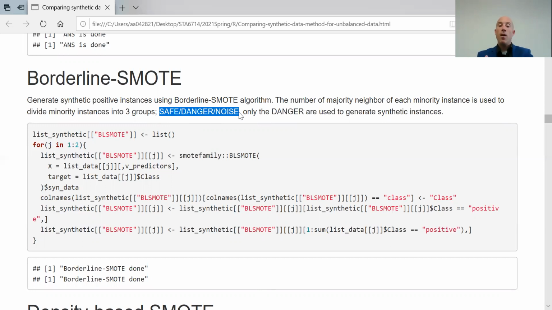All right, so safe means, if you think of my minority cases in higher dimensional space as being in, let's say, a sphere, the ones in the middle are safe. The model is not going to have any problem fitting those. Danger are the ones on the boundary, and the noise are the ones outside that shell. So danger are my borderline cases. And what I want is a lot of borderline cases to fill in the perimeter of the higher dimensional space.